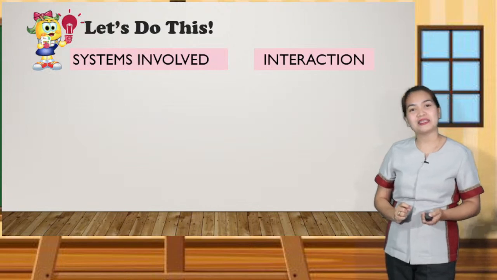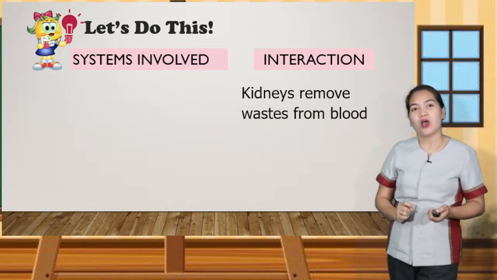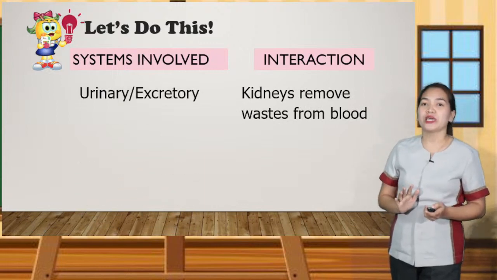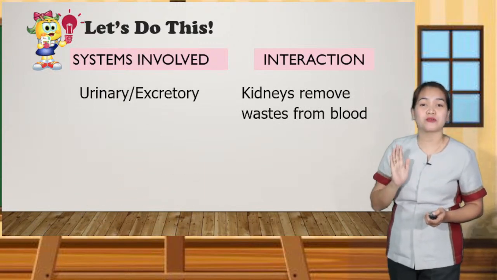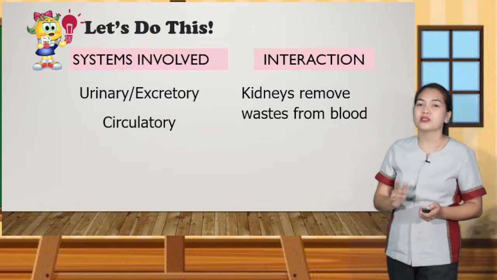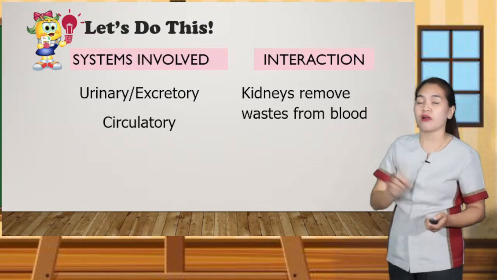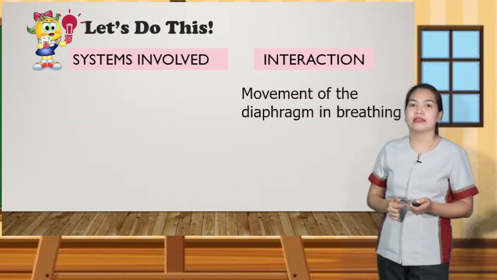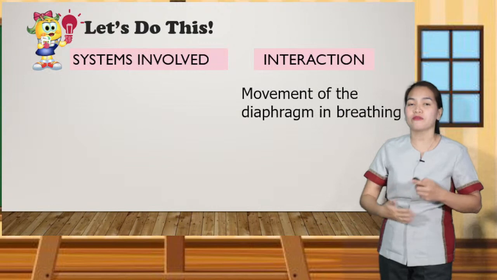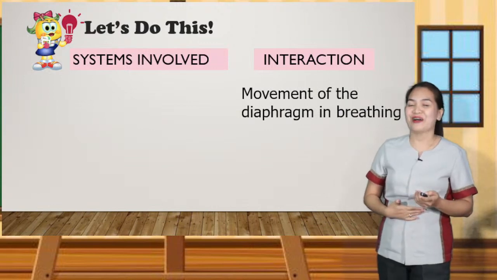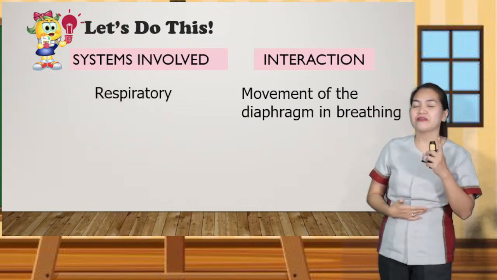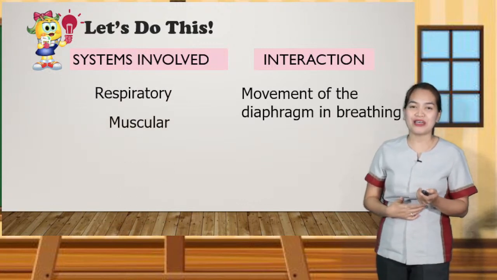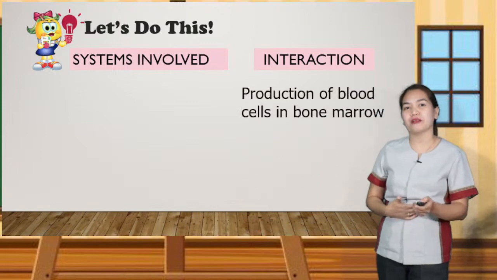Okay, next, let's have the next interaction. Kidneys remove waste from the blood. So we have the urinary or excretory system and circulatory system. So these are the systems that are involved in this interaction. Next, what about the movement of the diaphragm in breathing? Okay, so we have respiratory system and the muscular system. Very good. What about this one?